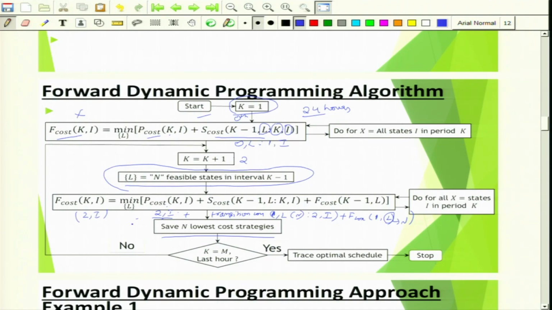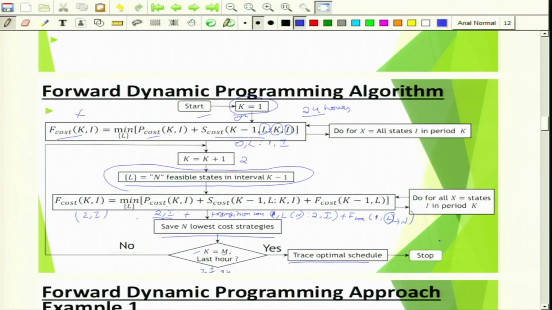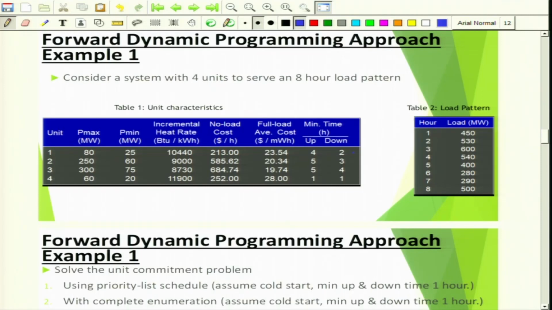In the second interval you save the most economical cost strategies, and then you check whether K is equal to M, that is the last hour. Let's say M is your 24 hour, you check whether K is equal to 24, no, right. So then you increase it again, you run the same algorithm until you reach the last hour. That means for every interval you are carrying out this procedure and saving the most economical strategies, and thus then trace the optimal schedule. Let's take a problem to have more clarity now, right.